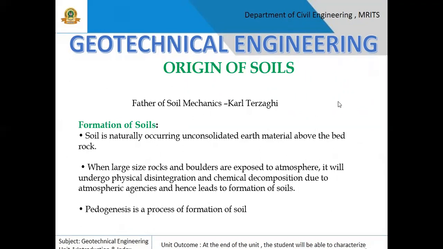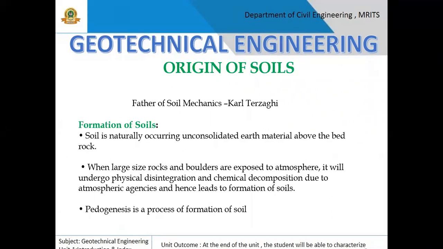Coming to soil formation, you know how soils are formed. Soil is a naturally occurring unconsolidated earth material above the bedrock. That means we have rocks, and due to certain processes like disintegration or decomposition, like chemical and physical weathering, the rocks get disintegrated, and these will either be deposited at a particular location or be transported with the help of wind or water, and like that they form different kinds of soils. So it is generally a naturally occurring process.